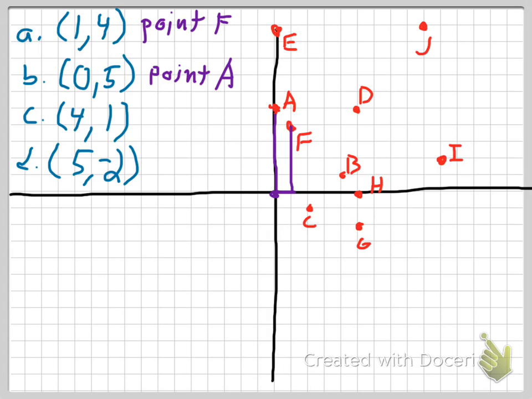Example C is 4, 1. So I need to go over 4. 1, 2, 3, 4. Up 1. That's point B.